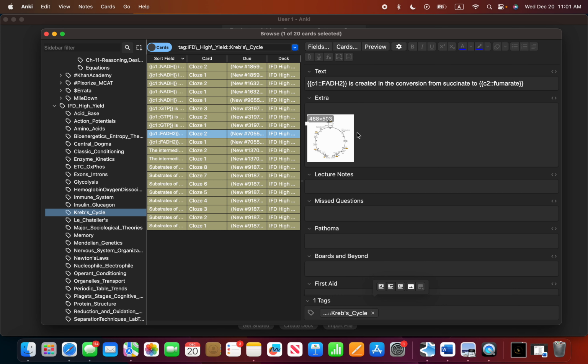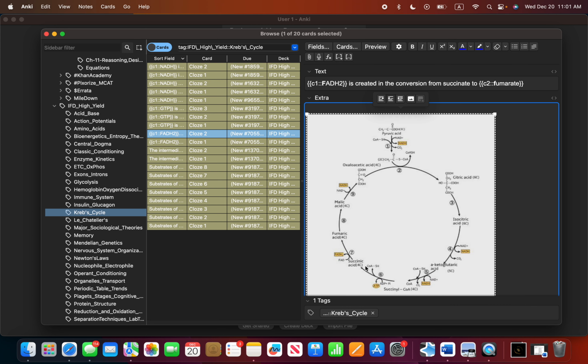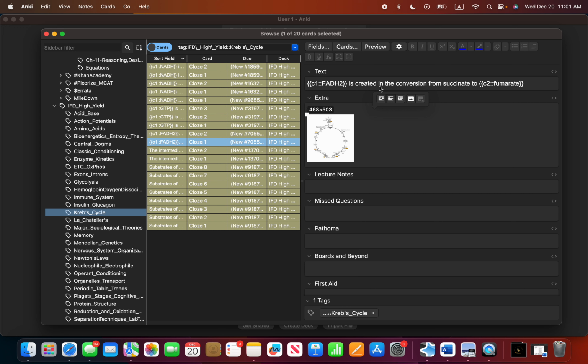Okay, we have FADH2. Here it is. It's created in the conversion from succinate to fumarate. That is step 7. FADH2. Cool. There must be a way that I can memorize this. FADH2 is created in the conversion from succinate to fumarate.